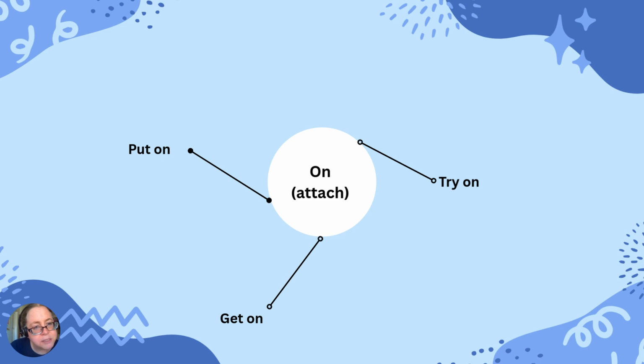On has this meaning, one of these meanings, of attach. So we are bringing things into contact with each other, and whatever is the context of the sentence tells us what these things might be. But for instance, try on, you try on clothes, you attach these clothes to your body in an experiment to see whether they fit well on your body, whether you can wear them well.